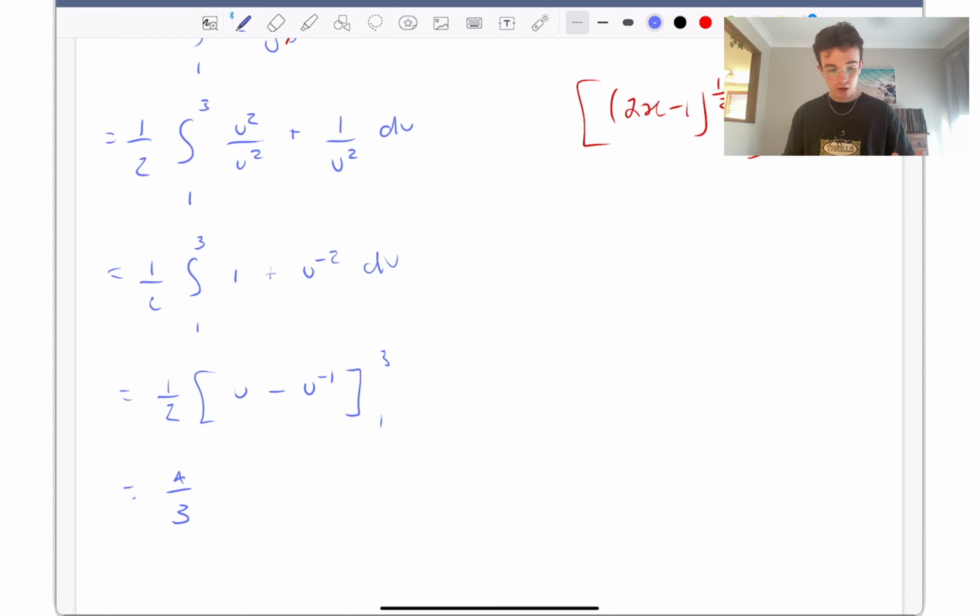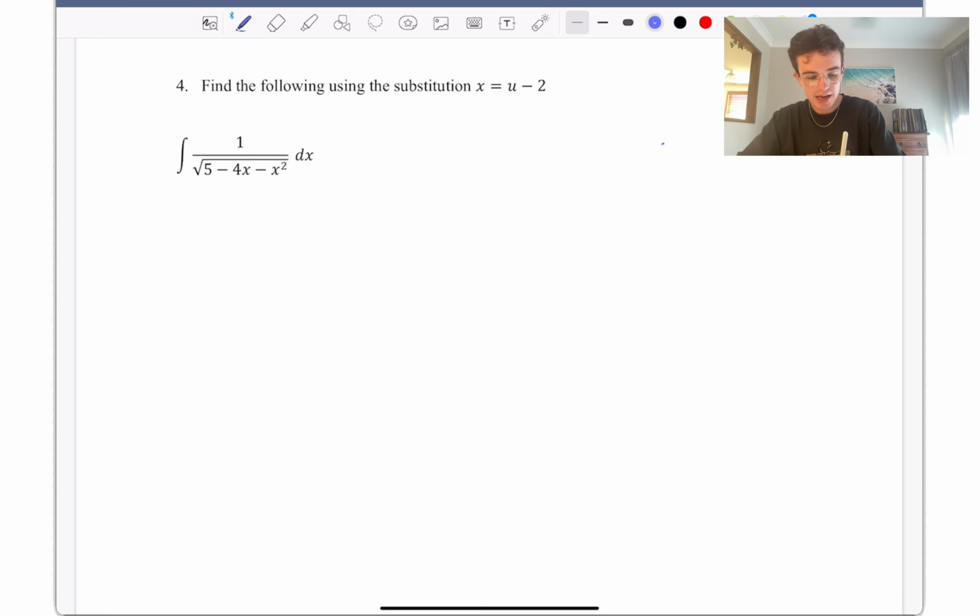Okay, I think this is the last one for this video. We're looking at the integral of 1 over root (5 minus 4x minus x squared), using the substitution x is u minus 2. First up, x is equal to u minus 2, which means that dx is equal to du.